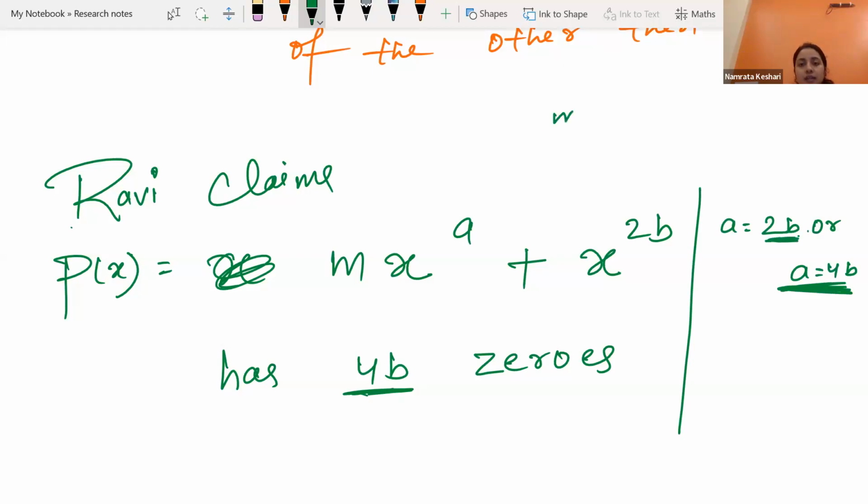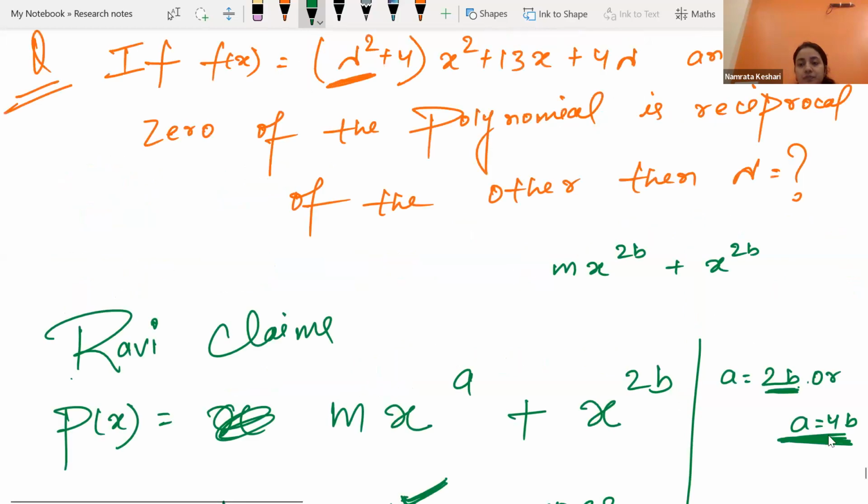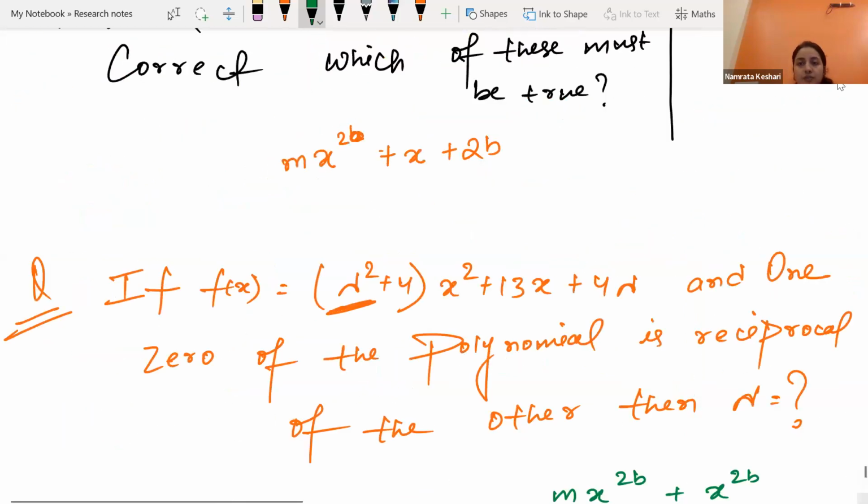let's see, x to the power 2b. Again the same logic we are using, the logic which I was explaining to you. It depends upon the value of b. It really depends upon the value of b, so option 1 is the more appropriate one. Yes, please do the next one.